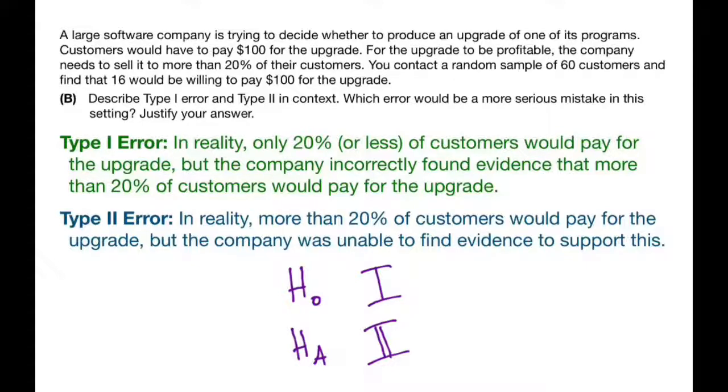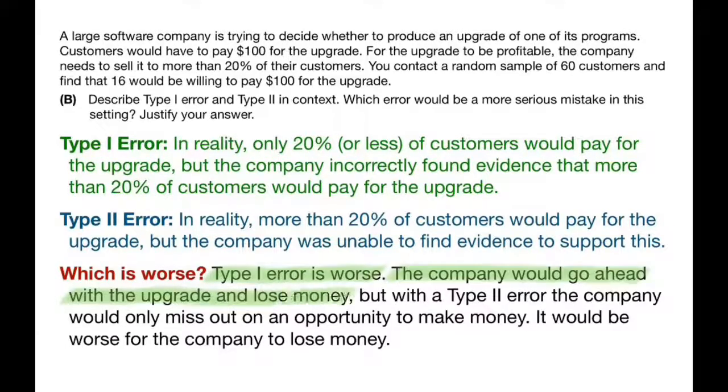For the type 2 error, that's when the second hypothesis, the alternative hypothesis, is true, but we err and didn't have enough evidence to get there. So we can say that in reality, more than 20% of customers would pay for the upgrade, but the company was unable to find evidence to support this. So which error would be a more serious mistake? Well, the type 1 error is worse. The company would go ahead with the upgrade and lose money. But with the type 2 error, the company would only miss out on an opportunity to make money. So it would be worse for the company to lose money.